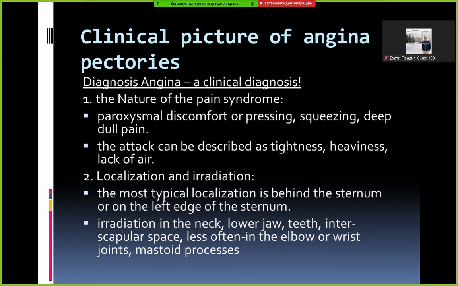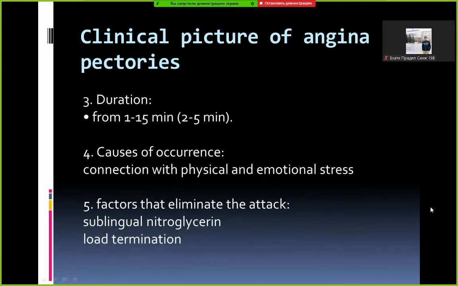The localization and radiation of pain. The most typical localization of angina pain is behind the sternum, retrosternal, or on the left edge of the sternum. Typical irradiation is to the neck, lower jaw, teeth, interscapular space, less often to the elbow or wrist joints, mastoid process. The most typical is left-sided irradiation. Duration of attack is from 1 minute up to 15 minutes, more commonly from 2 to 5 minutes.